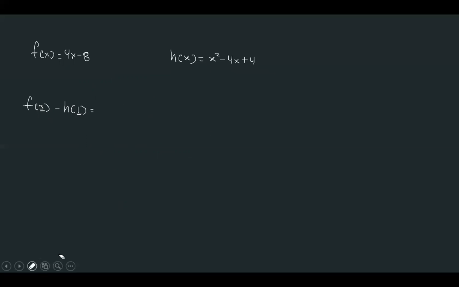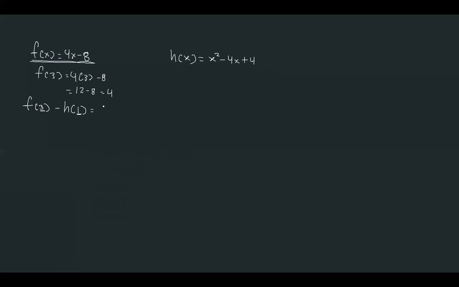Okay. So first, we have f of 3, right? F of 3. So what we're going to do is look at this function. F of x is equal to 4x minus 8, right? So we're going to get f of 3, okay? Simply substitute 3 for the x. So we have 4 times 3 minus 8. So we have 12 minus 8. So this is 4, all right?